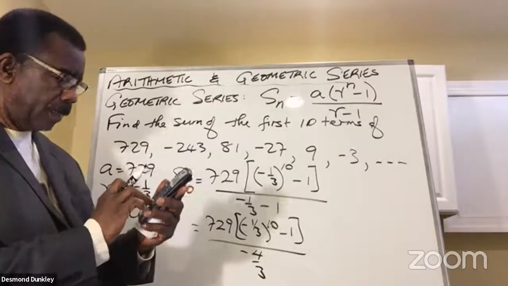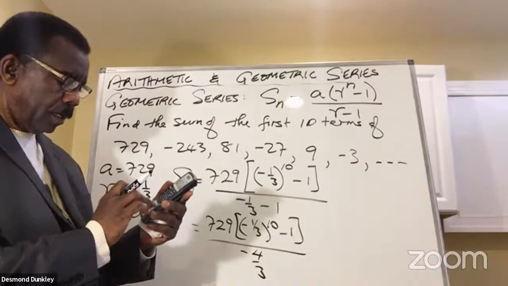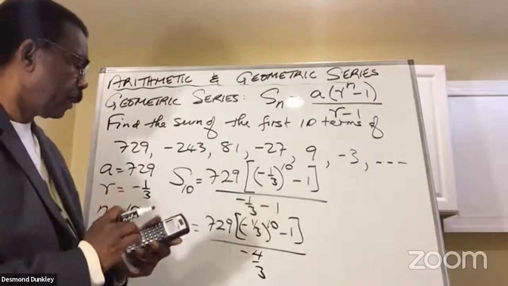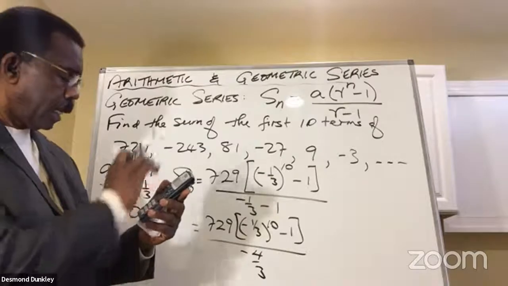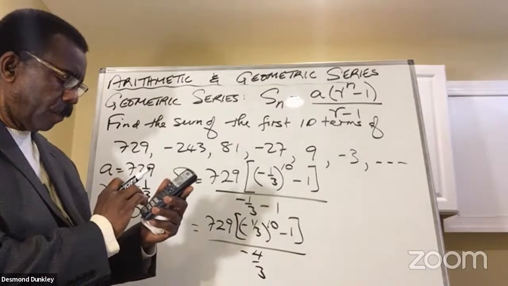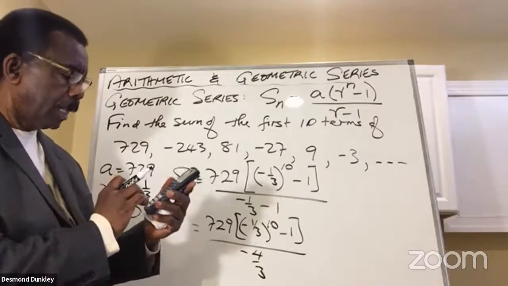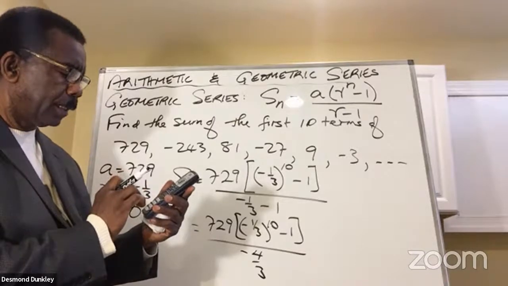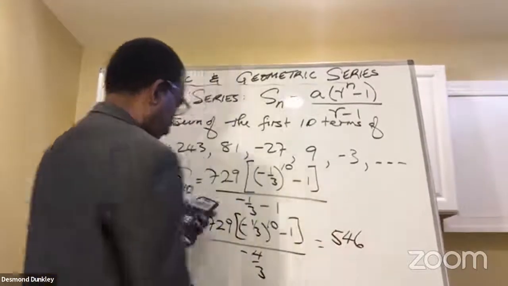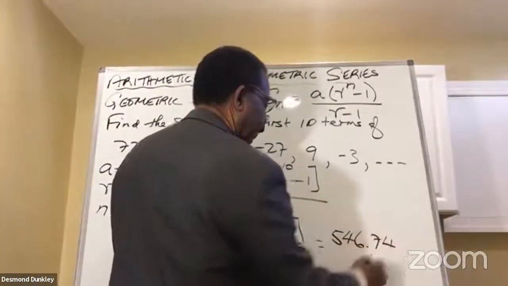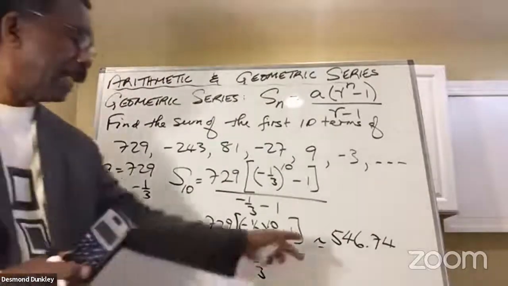So it's 729. First of all, I'm going to multiply by negative 3/4. Multiply by negative 3 divided by 4 equal to, we have one number, and we're going to multiply this now times, open parentheses, and now another parentheses, negative 1 divided by 3, close parentheses, caret 10, minus 1, close parentheses. And the answer is 546.74. And that's an approximate because there are more decimal places, so it's approximately that to 2 decimal places.